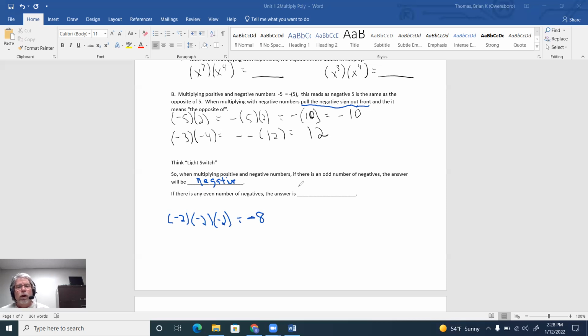So if there's like 1 negative or 3 negatives or 5 negatives in a multiplication problem, an odd number of negatives will always leave the answer as a negative. Now, if there's an even number of negatives, the answer is actually going to be positive. So if I have, say, a -2 times -2 times -2 times -2.